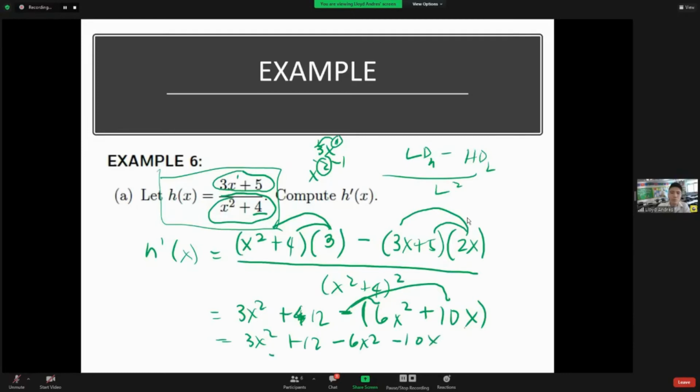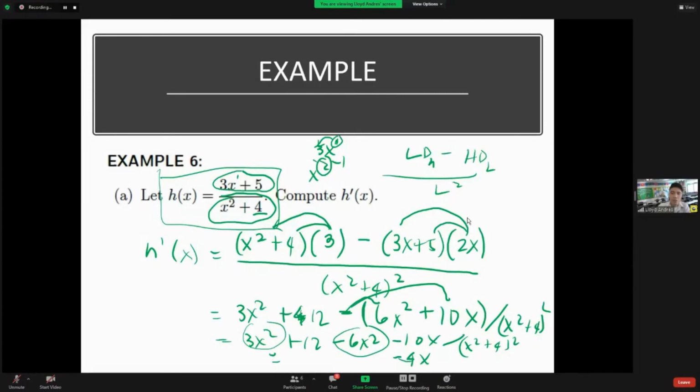Okay, let's simplify. 3x squared and negative 6x squared. Sorry, I forgot the denominator: x squared plus 4, quantity squared. So finally, let's write the final answer.